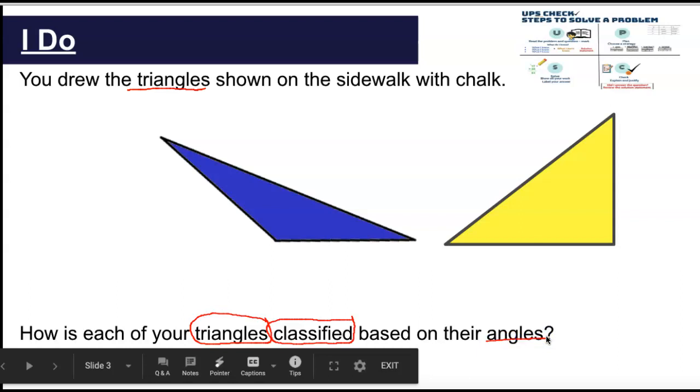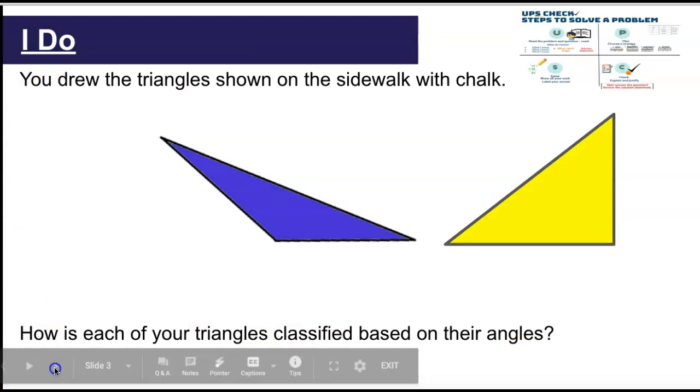Now, triangles are classified by their angle of the greatest measure, even though there are 3 angles in a triangle. The triangle is classified by its angle of the greatest measure. When I determine the angle of the greatest size in a triangle, I can classify it. I'm going to use a right angle to help me classify my triangles.